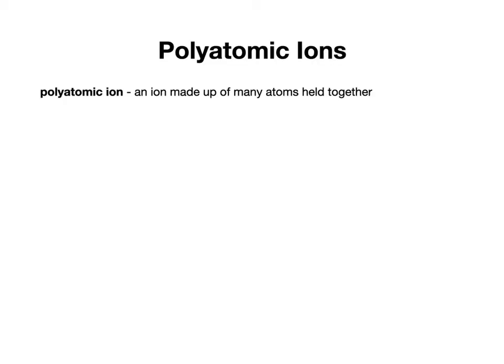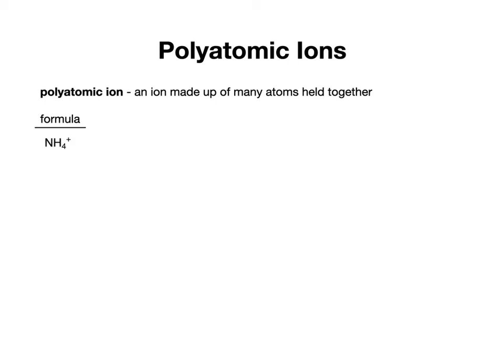Okay, so class, if we look at this word polyatomic, poly means many, right? So polyatomic ions are ions that are made up of many atoms, okay? So several atoms get together and bond. We'll see how that happens a little bit later. And as a group, they either gain or lose one or more electrons to form an ion. Okay, so let's look at some of the formulas of the important polyatomic ions that we need to learn.